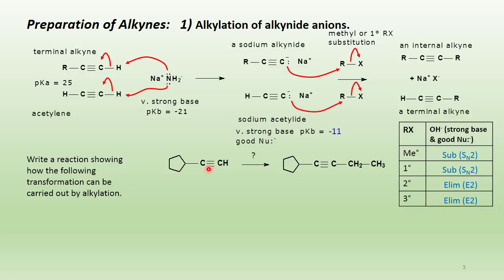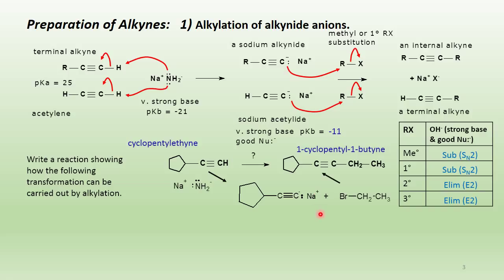So notice we have cyclopentyl ethyne as a starting material, and we're going to form 1-cyclopentyl-1-butyne as a product. Now, in order to do alkylation, we need a terminal alkyne. We can deprotonate that with sodium amide, forming the cyclopentyl ethynide anion. Strong base, good nucleophile. If we add a 2-carbon primary alkyl halide we can have a substitution reaction as we saw up here and add 2 more carbons, and that's done with ethyl bromide, producing our longer alkyne product.